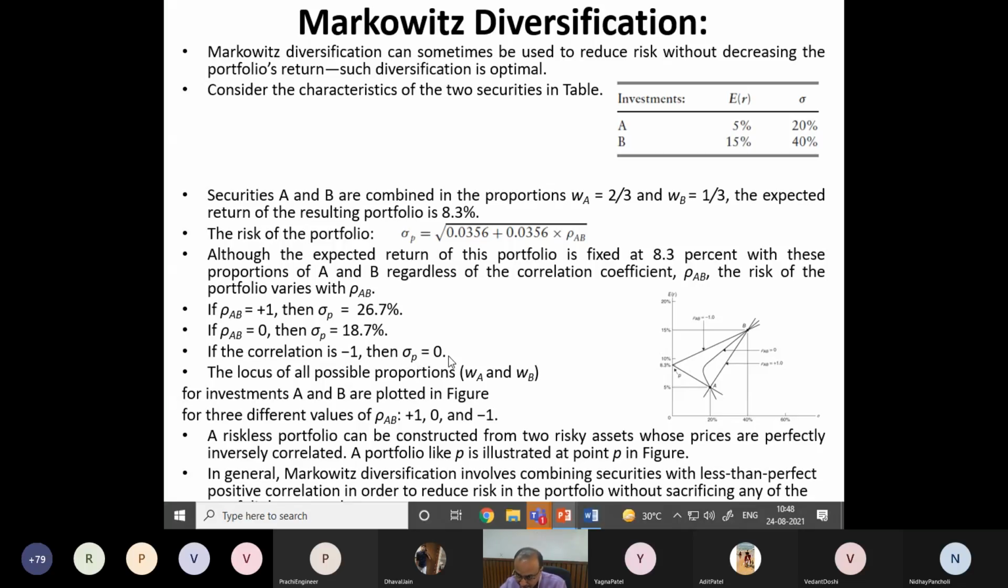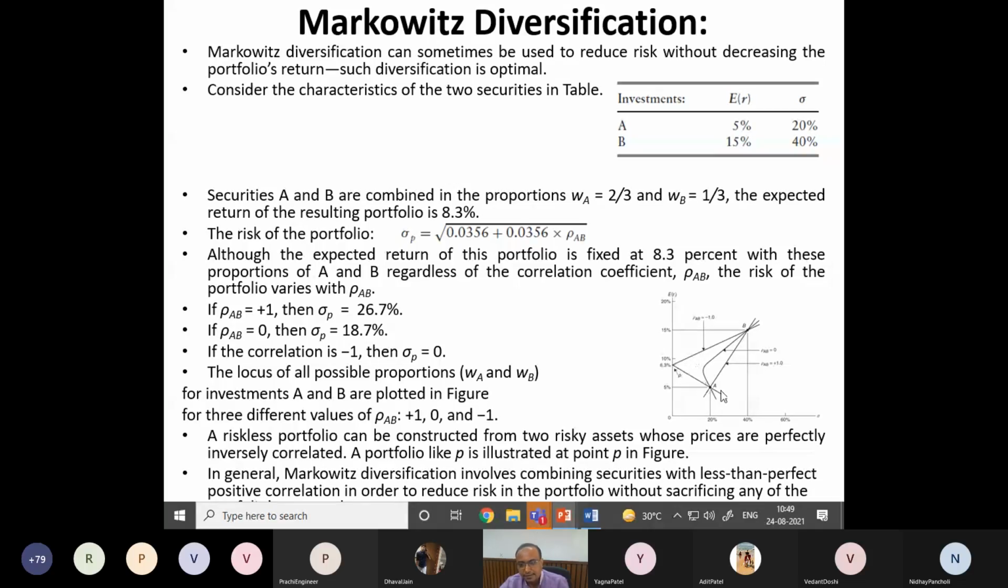There are so many parameters here, but remember the relation between all these parameters. We have the relation sigma p square equals W1 square sigma 1 square plus W2 square sigma 2 square plus twice W1 W2 sigma 12. Based on this, I have varied all parameters with different values. And what do I get? Individually, very high risk, 20%, 40%. But when I combine these two, what is the risk? 0%.